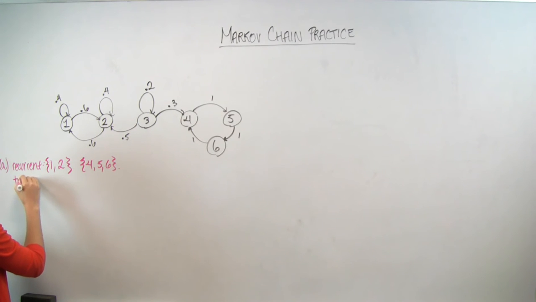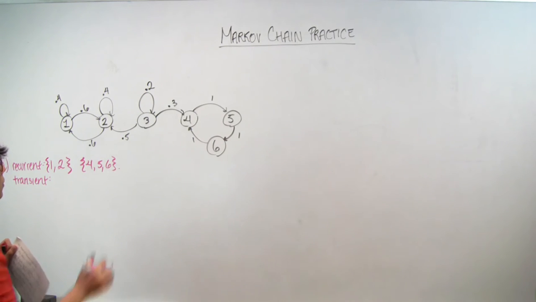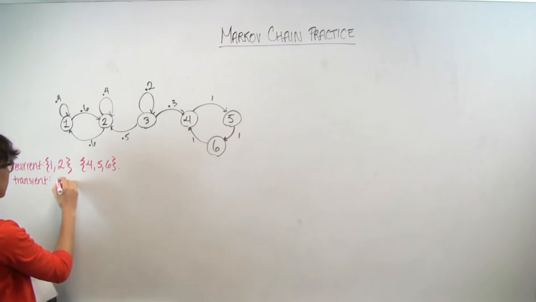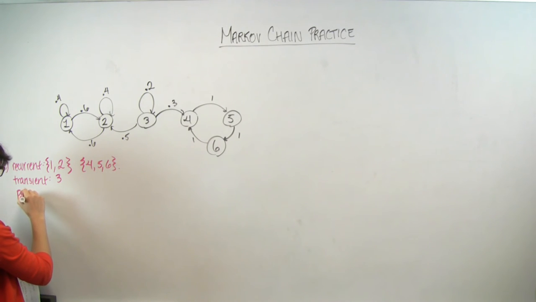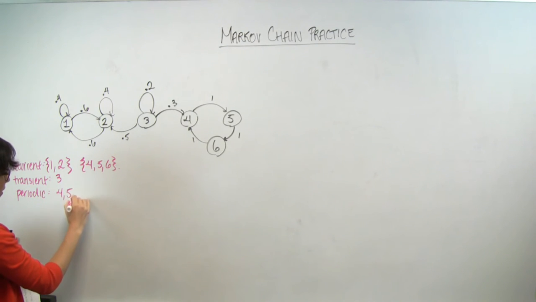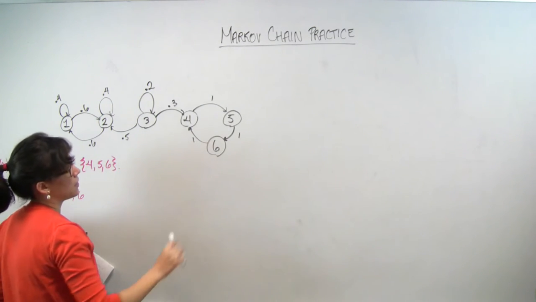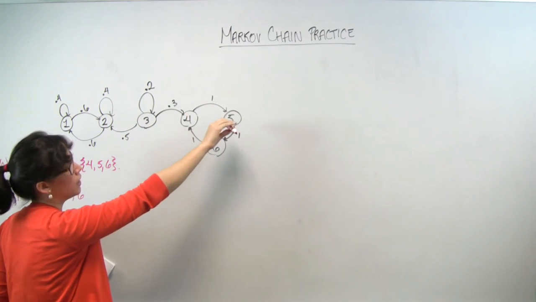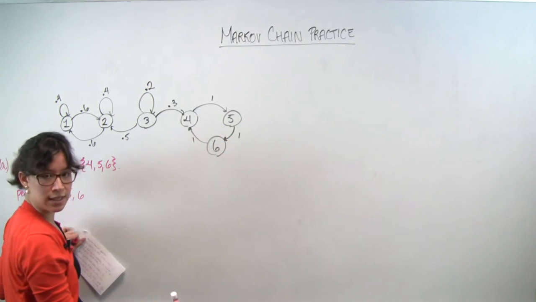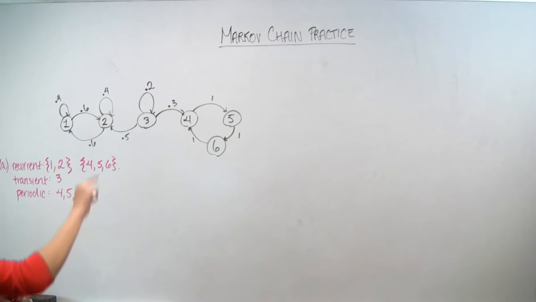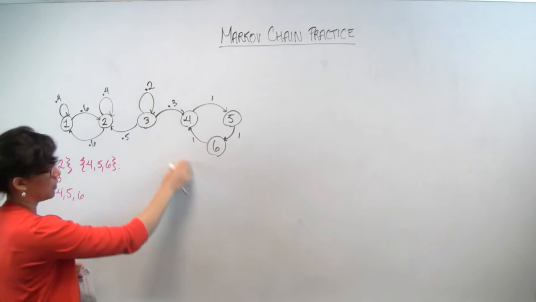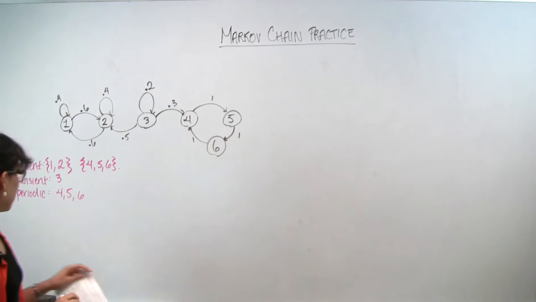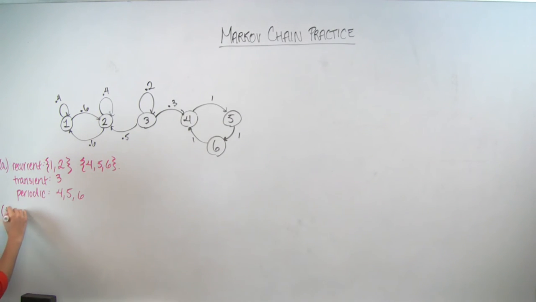Okay, so what transient means is very simple. You're transient if you're not recurrent. So the only state here that wasn't recurrent is 3. So 3 is our transient state. And periodic states, you probably know this already, would be 4, 5, and 6. Because if you're in state 4, you transition to 5 with probability 1 on the next time step. If you're in state 5, you transition to state 6 with probability 1 on the next time step. It's sort of predetermined once you get into this part of the chain where you're going to be at a particular time step. Okay, so part B.